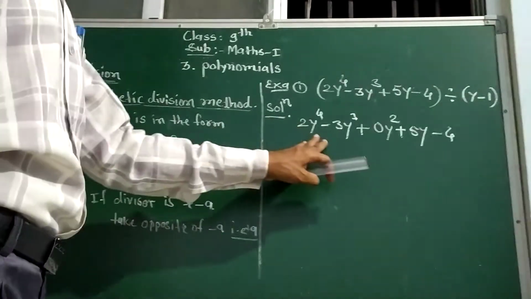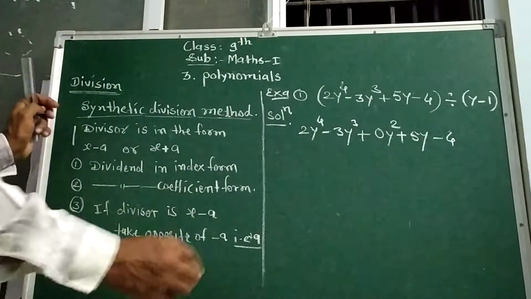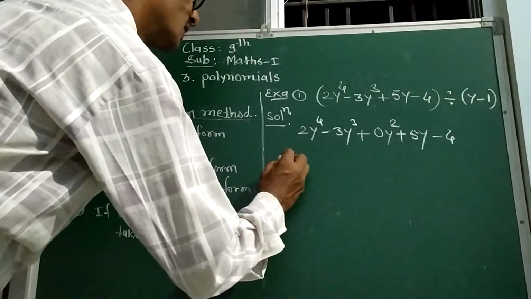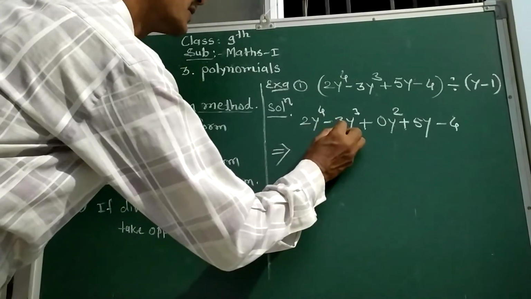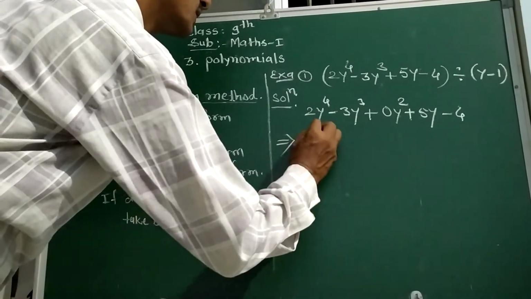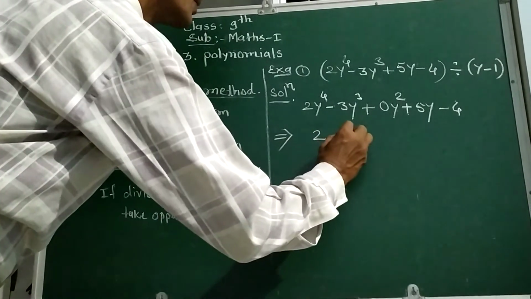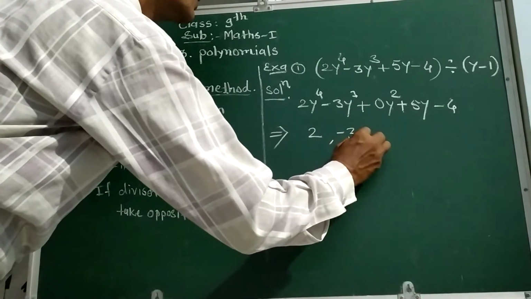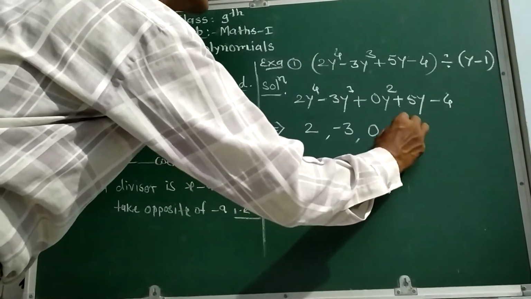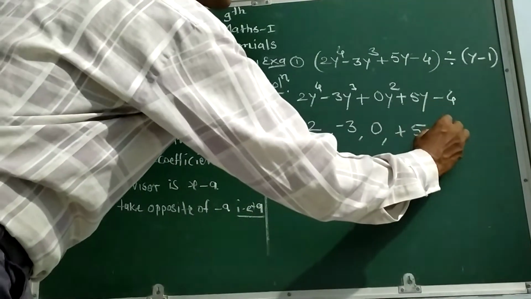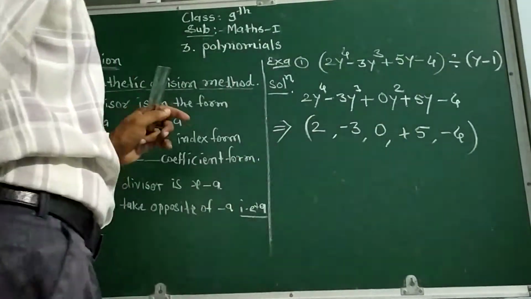Now we have to write this polynomial in coefficient form. So in coefficient form we have to write this. This is the coefficient. So the coefficients are 2, comma minus 3, comma 0, comma plus 5, comma minus 4. Now this is in coefficient form.